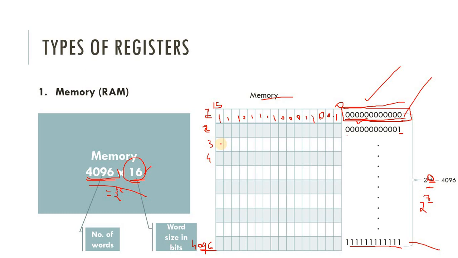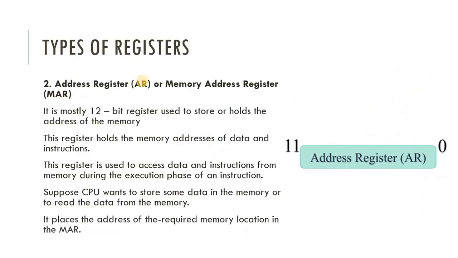Suppose we are storing some instruction here, so it also has some address. So this address value is stored at the address register. So we can say that the purpose of the address register is just to hold the addresses of the data that is stored into the memory. The register is used to access the data and instructions from memory during the execution phase of an instruction.